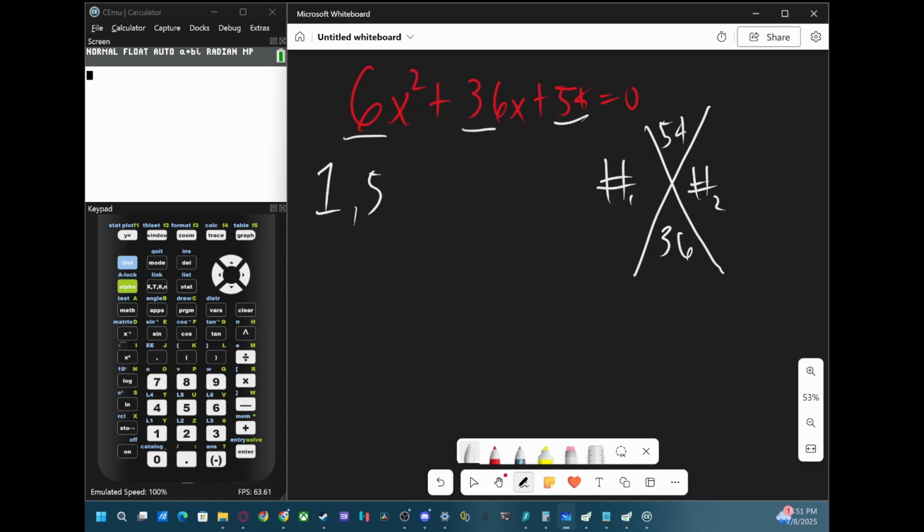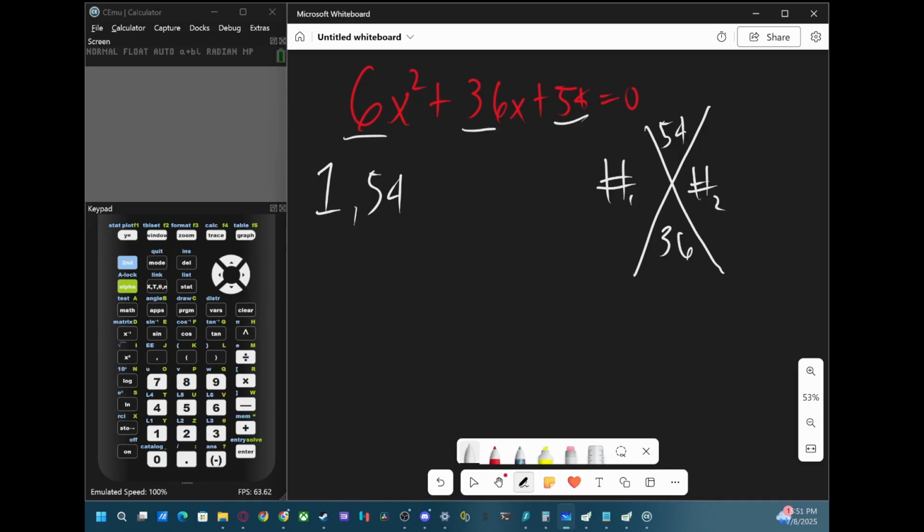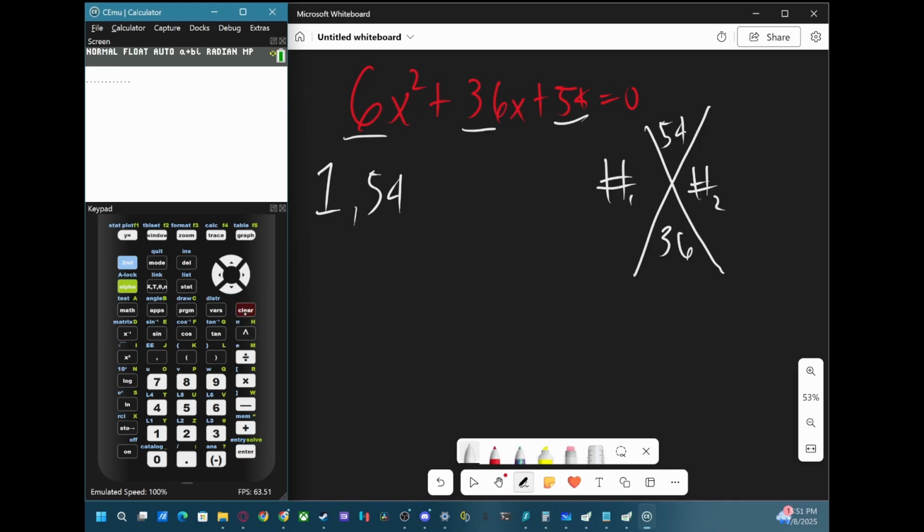1 and 54. I'll give y'all 5 seconds to see what the other multiples are. Alright, I think that's a good enough time. So now let's do 2 and 27. There's another multiple. 3 and 18, and 6 and 9.